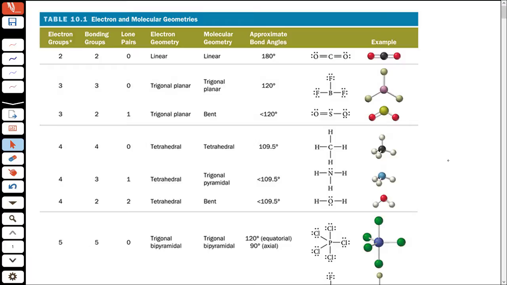All right. So you also see there's a second entry under the three groups. You see the structure SO2. Why does that molecule also fit in the same category with BF3 when we talk about the number of groups?